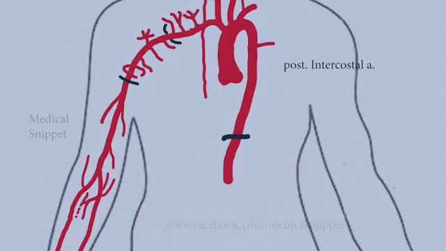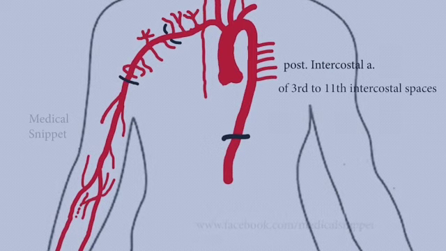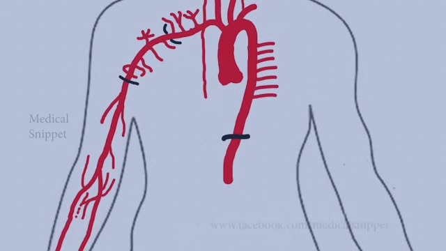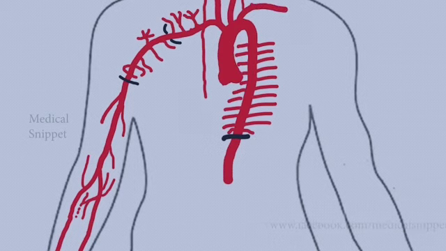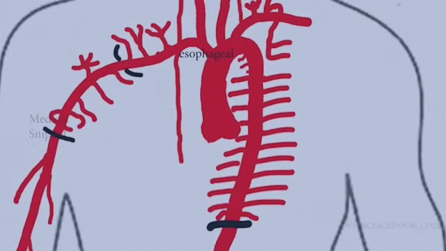It gives rise to 9 pairs of posterior intercostal arteries, of 3rd to 11th intercostal spaces. It also gives a pair of subcostal artery, and a pair of superior phrenic artery. The first and second intercostal arteries arise from the superior intercostal artery, which is a branch of costocervical trunk of subclavian artery. The other branches of descending thoracic aorta are esophageal, mediastinal, and bronchial arteries. There are 2 bronchial arteries on the left and 1 on the right.